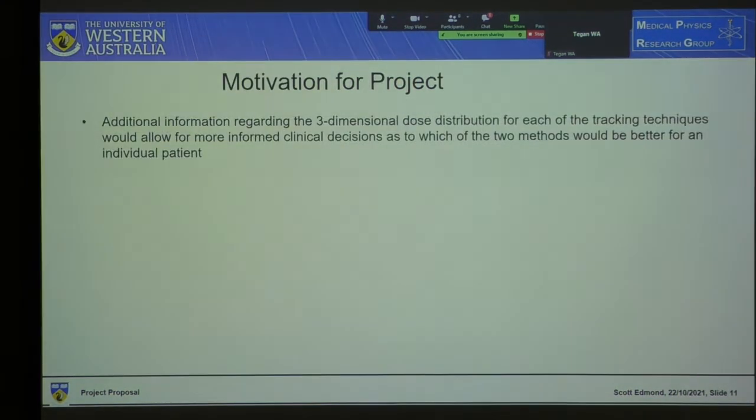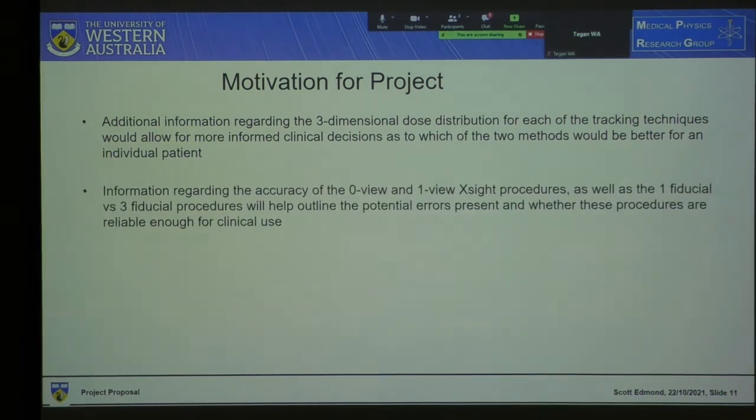So that leads to the motivation for the project, which is by providing this data to clinicians, it's another piece of data that they can use in their considerations of which tracking method we want to use. Specifically in the case of 0-view and 1-view Xsight, where only one or none of the X-ray imagers are able to visualize the tumor, we still would like to use these because it doesn't require fiducial insertion. So knowledge of whether these are providing a high dosimetric distribution is very important.